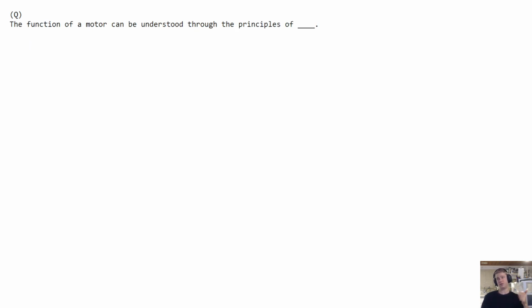Next, the function of a motor can be understood through the principles of, and on the very foundational level, we could think magnetism. Next, what can be used to control the current running through a DC arc lamp? Okay, so all we got to think is, how are we going to change the current in this DC circuit? And that would be using a rheostat.